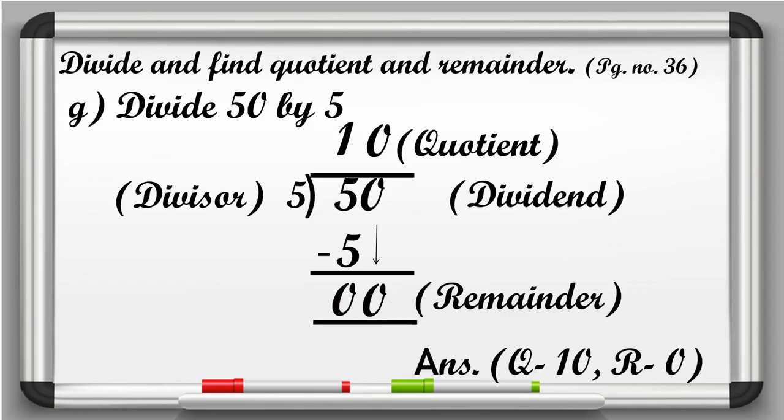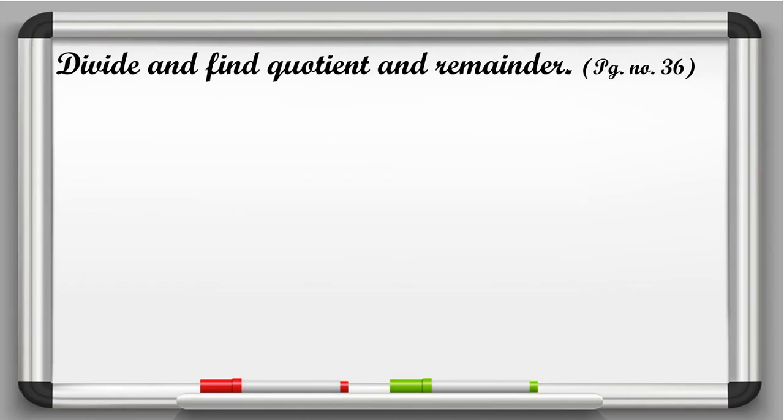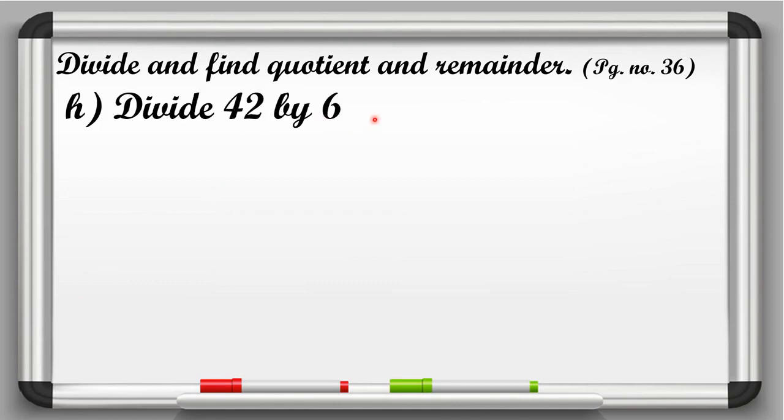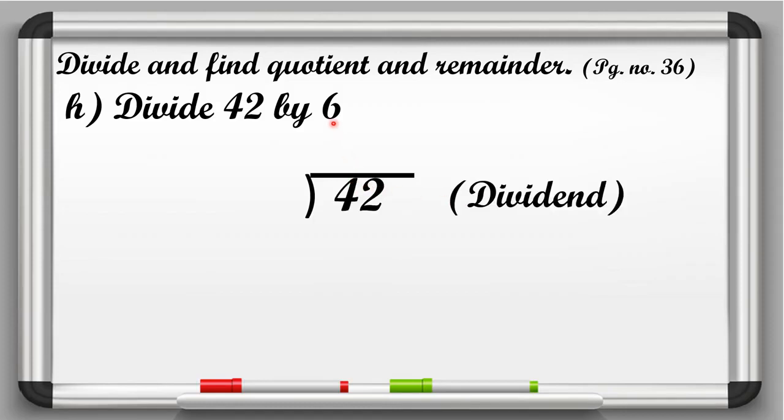Understood beta? Now in each part it is given that divide 42 by 6. Okay, so here beta 42 is the dividend, so here we will write 42. Okay, and here we will write dividend. Okay, now we have to write divisor, and here 6 is the divisor, so at the left hand side we will write a 6. Okay, and divisor also.